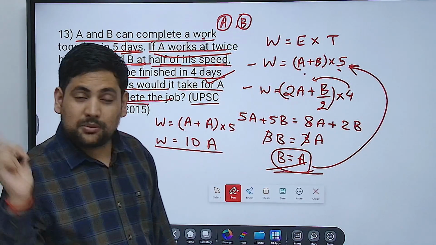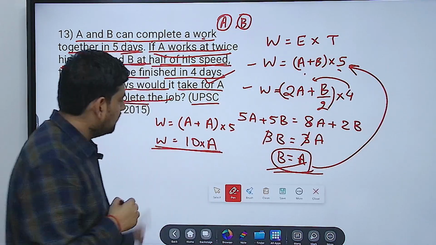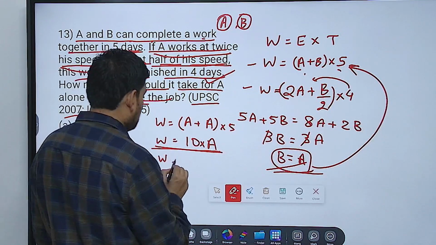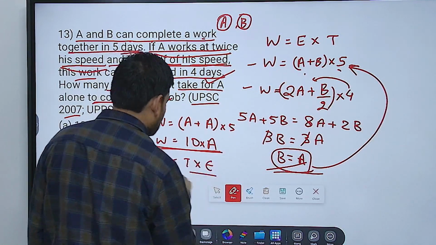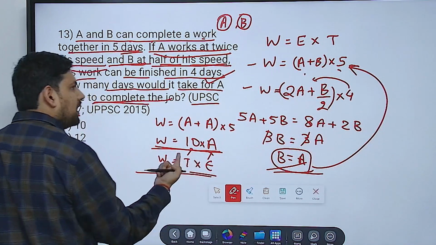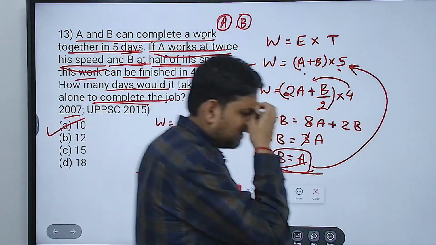Now similar to that question that we had seen before, this is actually what? This is work is equal to 10 into A. A is efficiency. Compare it with work is equal to time into efficiency. Efficiency of A is written here. So what will this give you? Time taken by A to complete the work. So this came out to be 10 days.